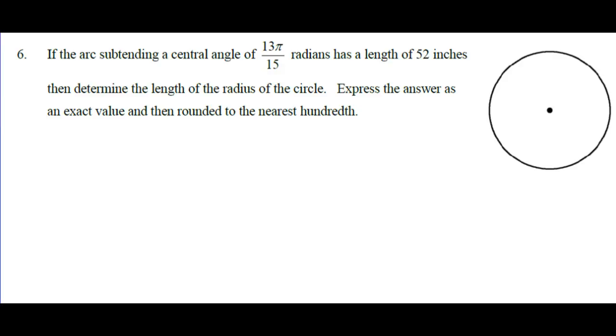If the arc subtends a central angle of 13 pi over 15. So how big of an angle is 13 pi over 15? Is it bigger than half a circle or smaller?